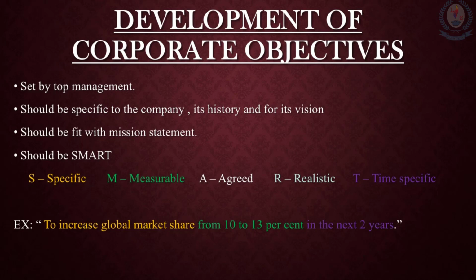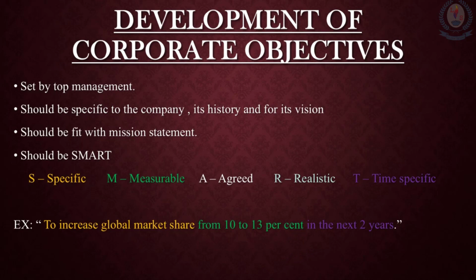So we are always trying to create a corporate objective that can be implemented in a practicable manner. It should not be a daydream. It should not be a fairy tale. It should be realistic. So increasing global market share from 10 to 13% in the next 2 years is realistic for a corporation, for a mass scale corporation.